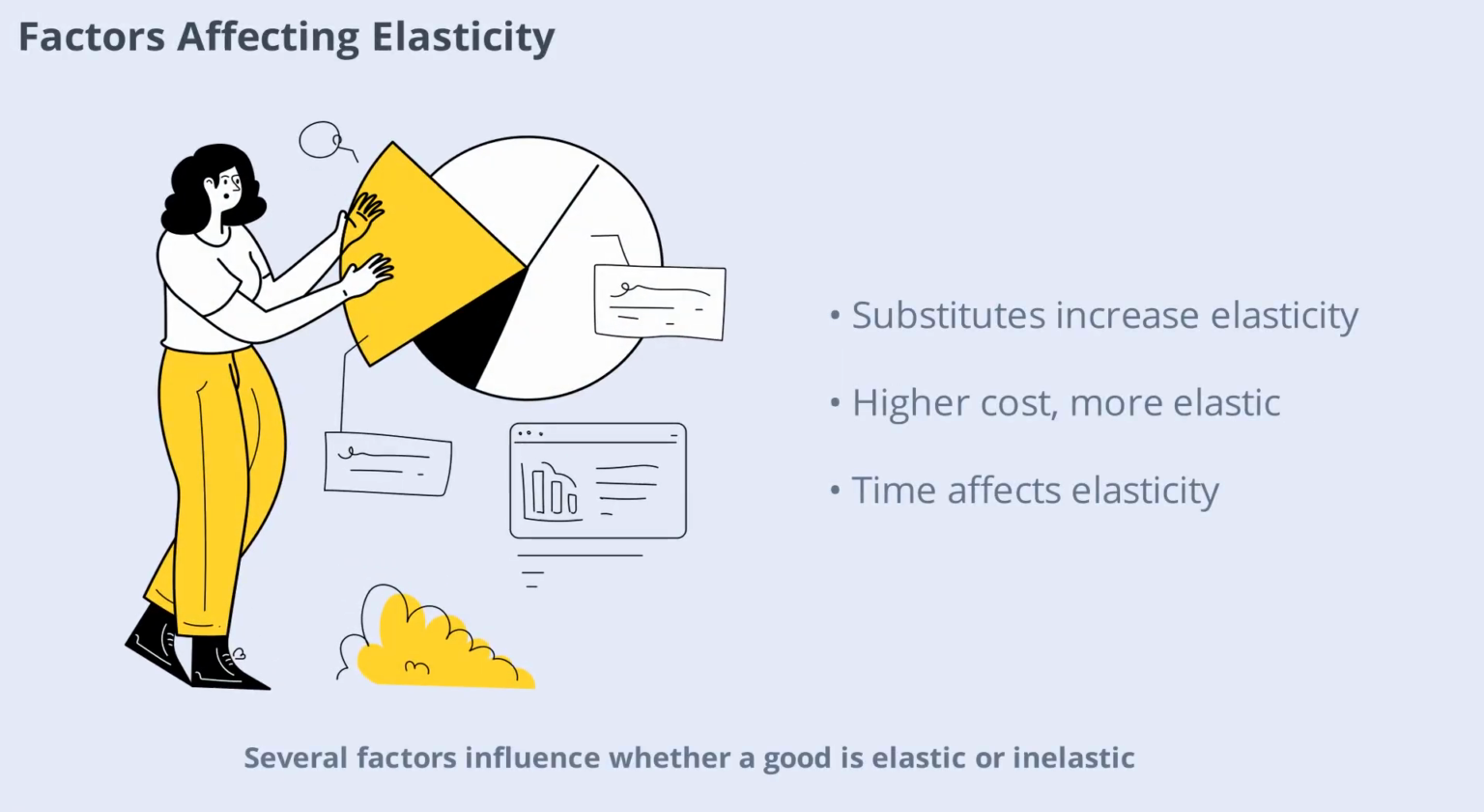Several factors influence whether a good is elastic or inelastic. Availability of substitutes is a major one. If there are many alternatives, demand is more elastic. The proportion of income spent on the good also matters. Expensive items tend to be more elastic. Time is another factor. Over the long run, people can adjust their habits more easily, making demand more elastic.